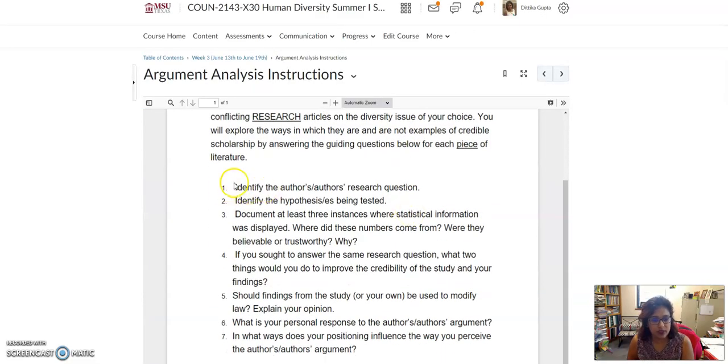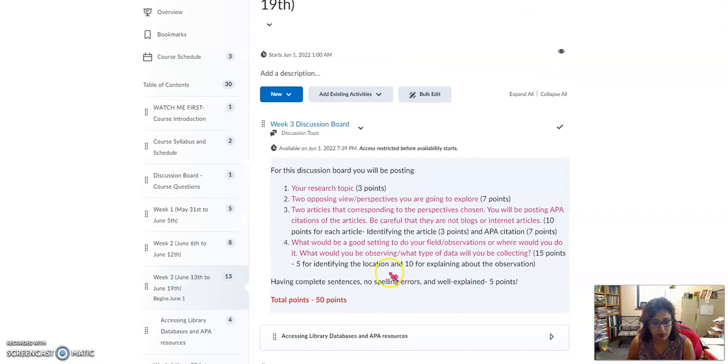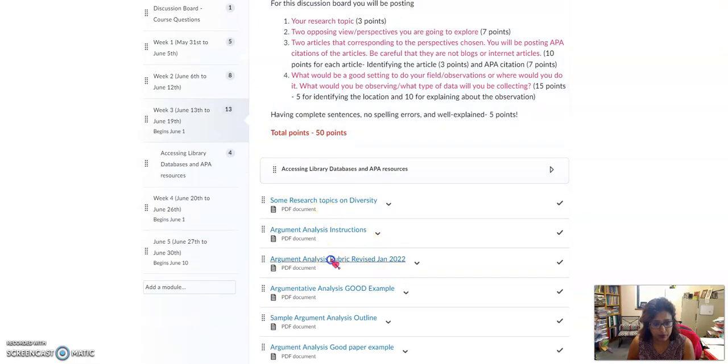So as you can see, these are the 7 things that you're looking for in each piece. What is the research question? What is the hypothesis? What are 3 instances of statistical data? What are the 2 ways you would improve credibility if you were doing it? Should the findings be used to modify law? And then your personal opinion and your positioning, and how it influences it. It's going to become clear when you look at the rubric.